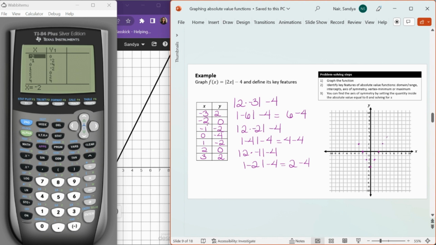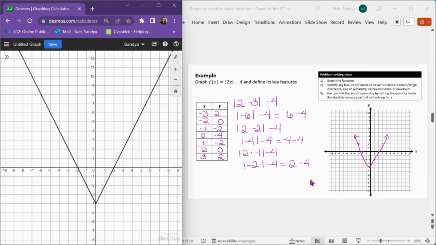And the nice thing about having your graphing calculator out while you are graphing these functions is you already kind of know what the graph is supposed to look like, right? So that way when you connect these, you know it's supposed to be this V shape and that it opens up and things like that.